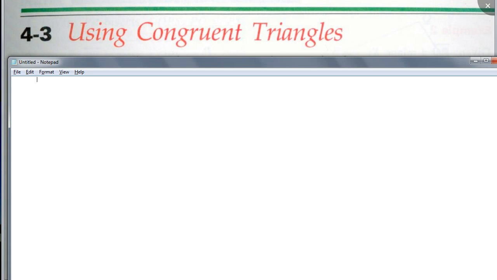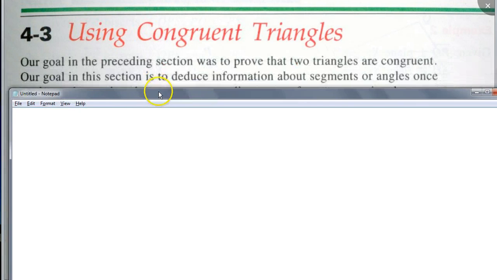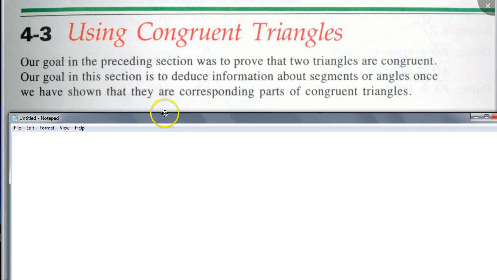So today we're going to talk about using congruent triangles. Now, how are we going to use congruent triangles? We'll read this part and you understand what we mean by using congruent triangles. Okay, anybody want to read our goal?